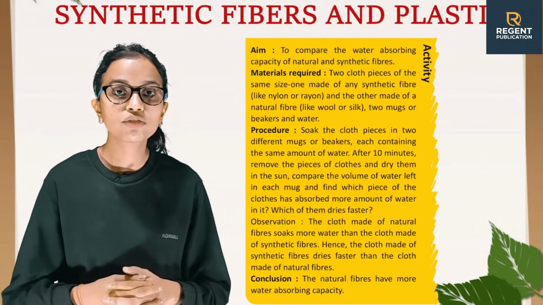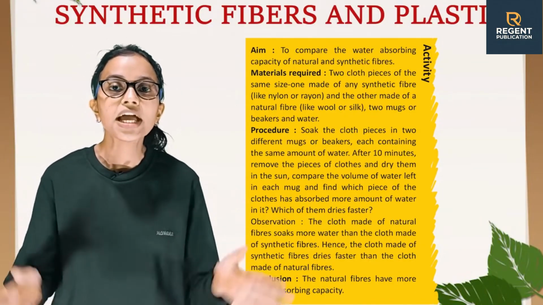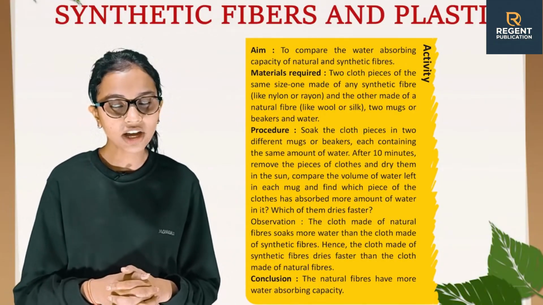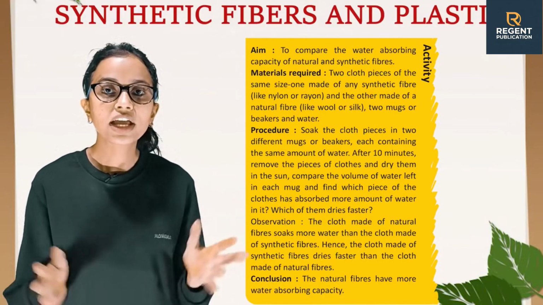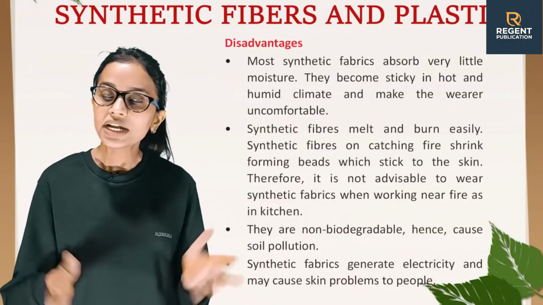Observation. The cloth made of natural fiber soaks more water than the cloth made of synthetic fiber. Hence, the cloth made of synthetic fiber dries faster than the cloth made of natural fiber. Conclusion. The natural fibers have more water absorbing capacity. Now, disadvantages.